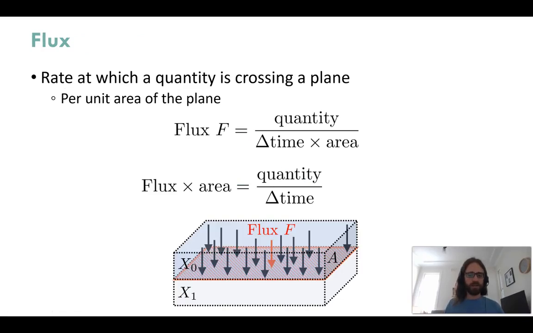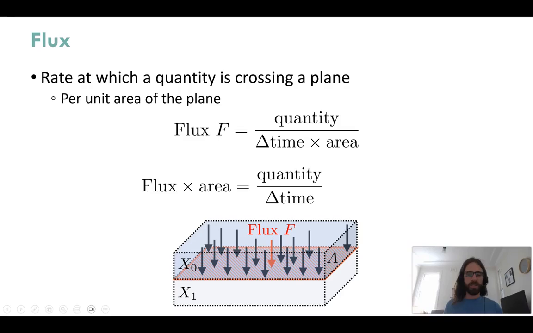In order to consider this net movement, we need to introduce the concept of a flux. A flux is the rate at which a quantity is crossing a plane per unit area of that plane. Visually at the bottom, if you consider all of these black arrows around a plane of area A, the entirety of all of these black arrows contributes to this equation that I'm giving here at the bottom, which is the quantity that is moving from region 0 to region 1 across a given duration of time.